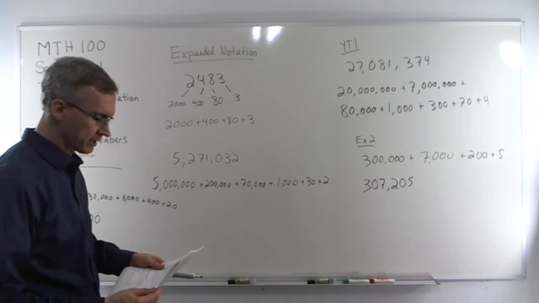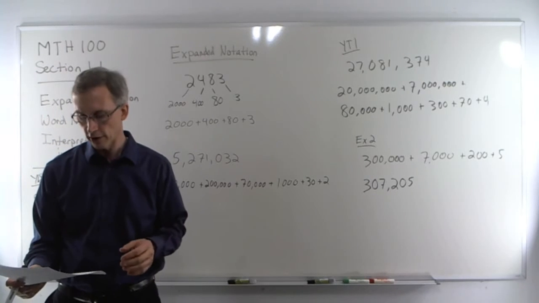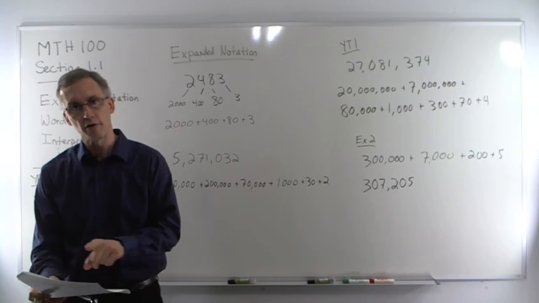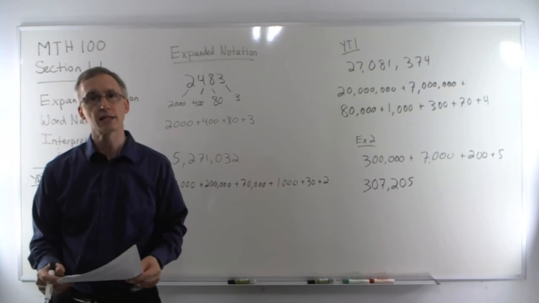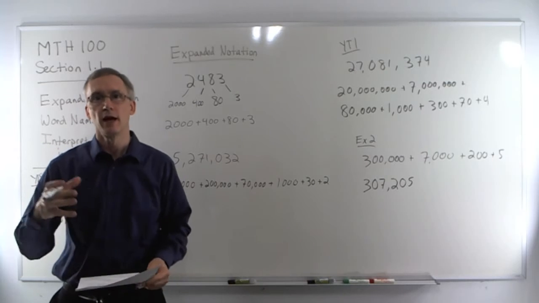Now on your handout, the next thing you see is the place value system. You need to become familiar, if you're not already, with the names of all the different place values, because the next thing we're going to do is be converting between place names and numbers.